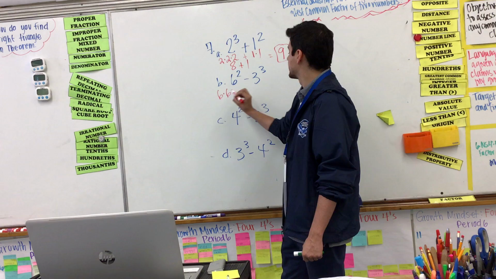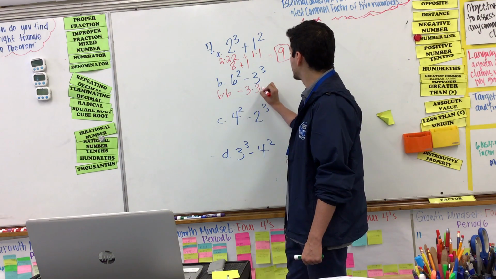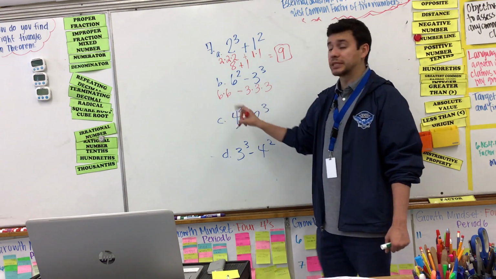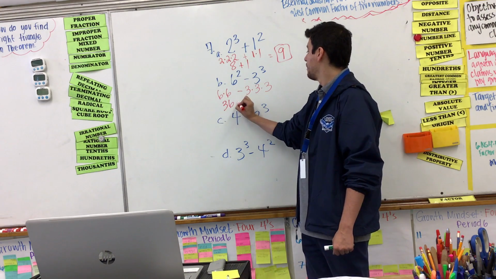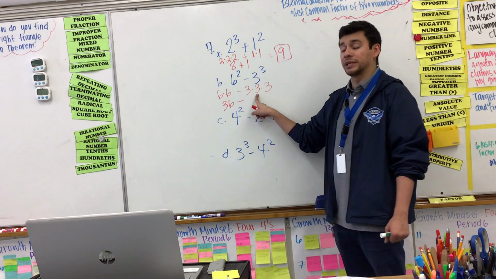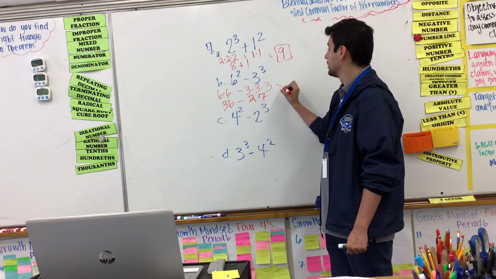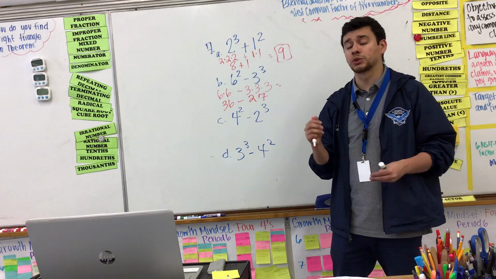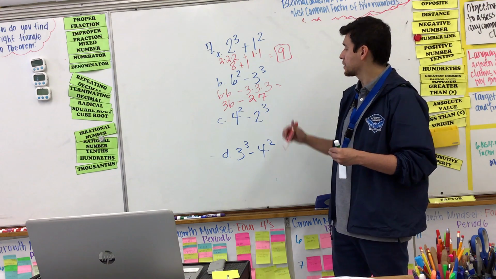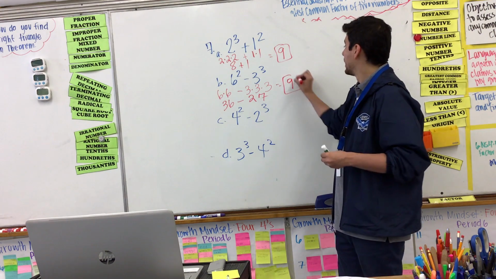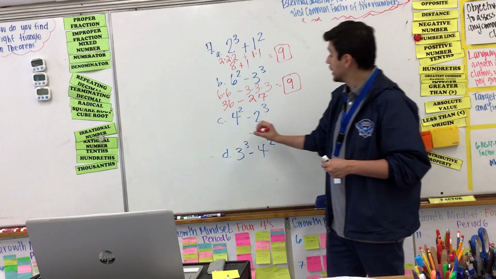6 times 6 minus 3 times 3 times 3. 6 times 6 is 36. Minus 3 times 3 is 9. 9 times 3 is actually 27. So if you subtract 36 minus 27, that's actually going to give you also 9. Let's do the next one.